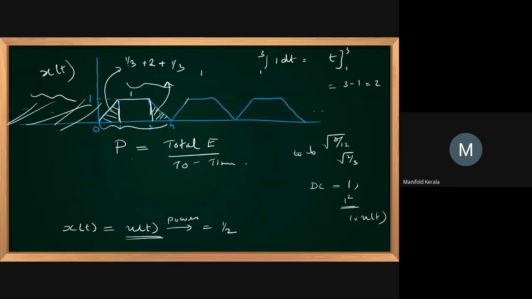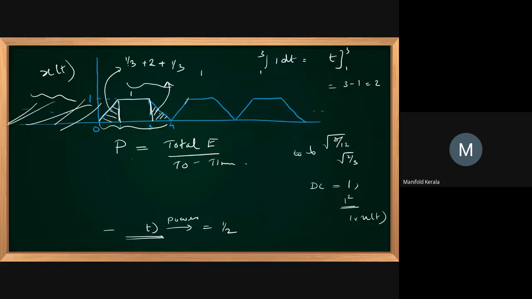Okay. So the power of this particular signal is 1 by 2, U of t, 1 by 2. Now there is one more important thing which you need to learn about energy and power. That is when you add up two signals. That is also very important. So we'll discuss that part also here.